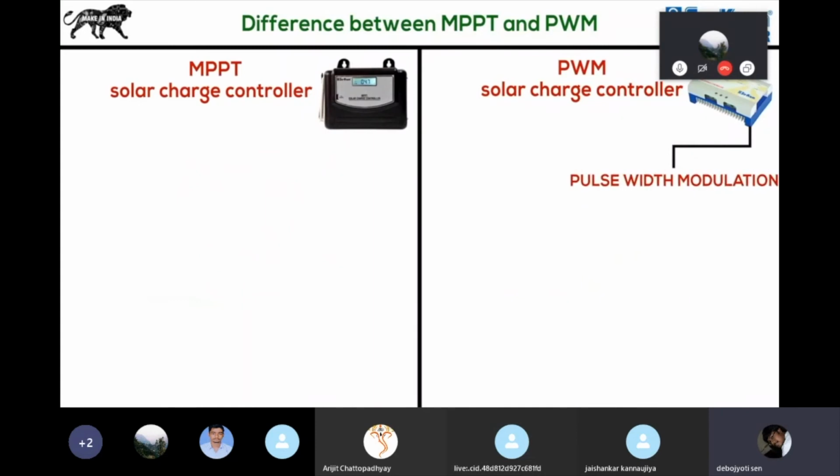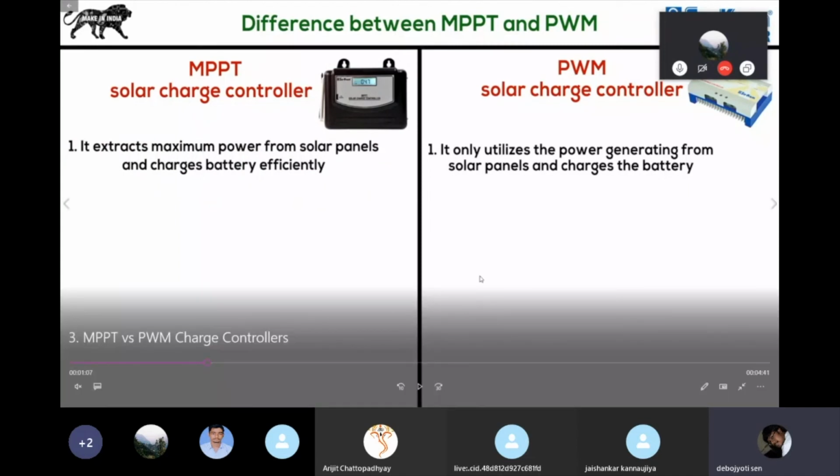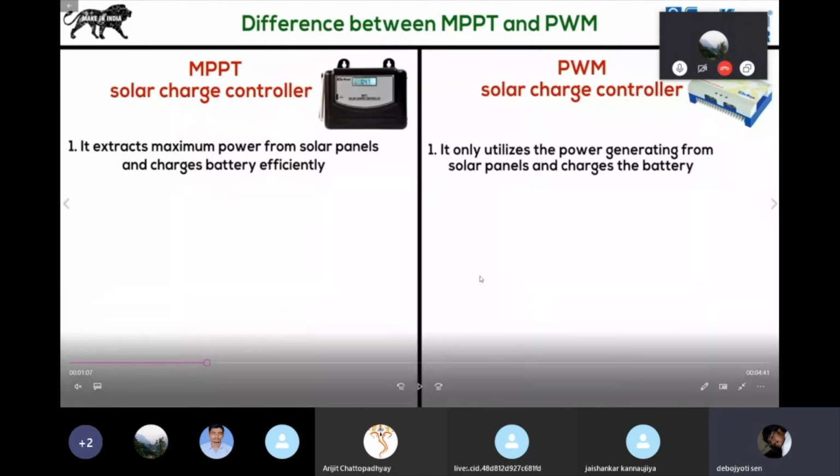The name we have already learned, pulse width modulation. It will only utilize the power of the solar panel and charge the battery. It won't use any brain to do it. But here, MPPT is a smart charge controller, you can say. It extracts the maximum solar power and ultimately charges the battery efficiently. What is the difference in PWM? It won't track or find any maximization, but the MPPT type would ensure maximization.